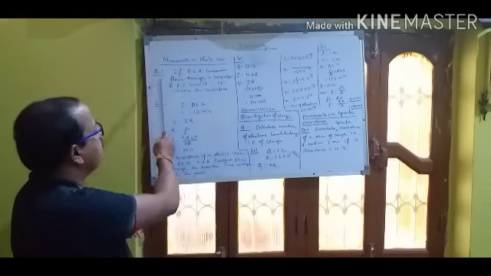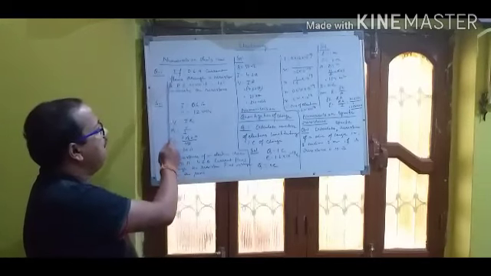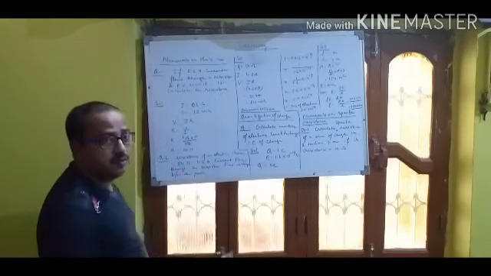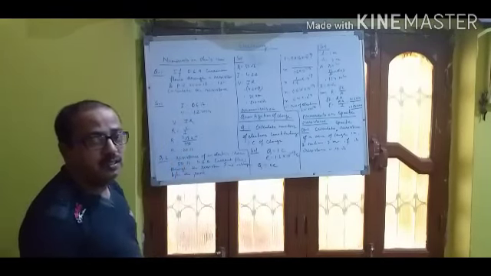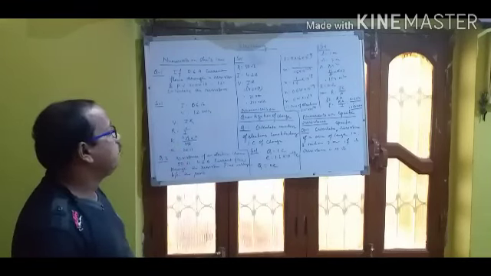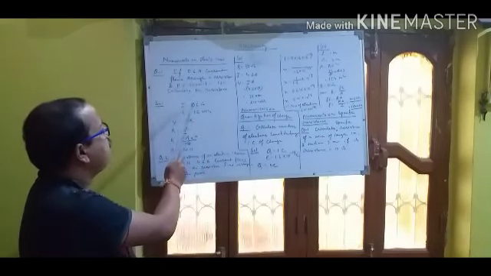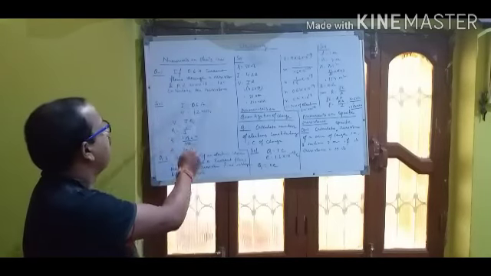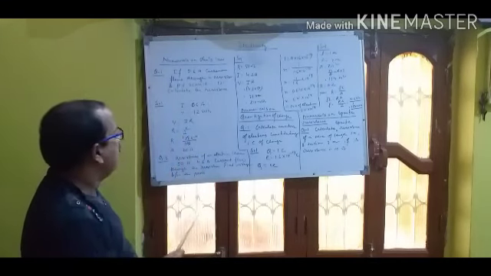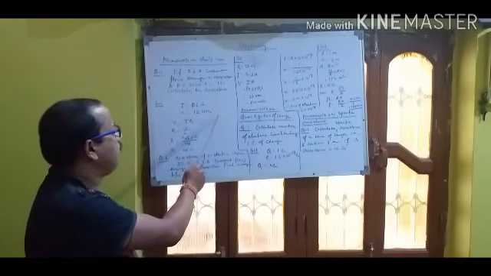See the first question. If 0.6 ampere current flows through a resistor and potential difference across it is 12 volt, then calculate the resistance. Before starting the numerical, you have to write down the information, that is the data given in the question. So current I is equal to 0.6 ampere, and potential difference V is equal to 12 volt.